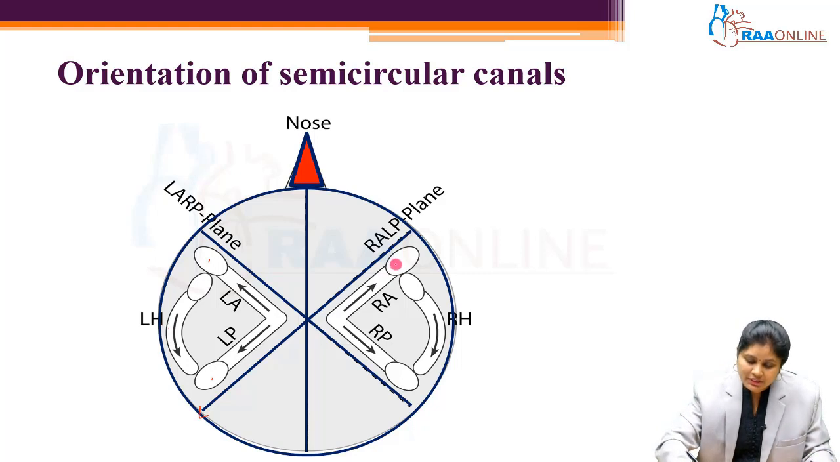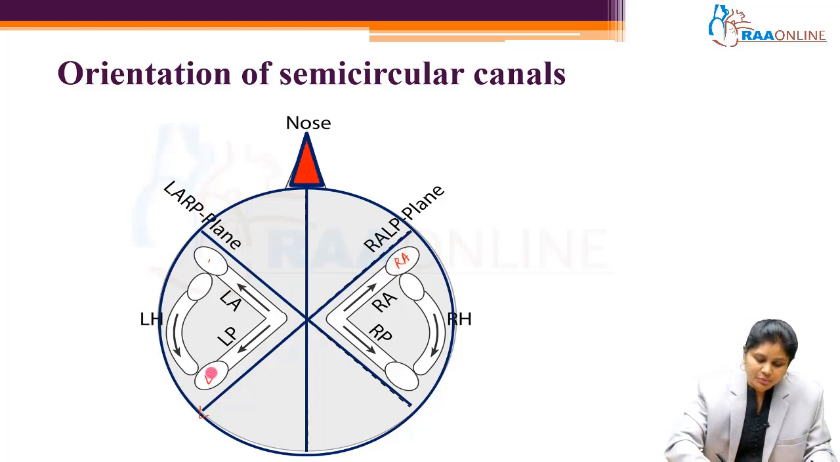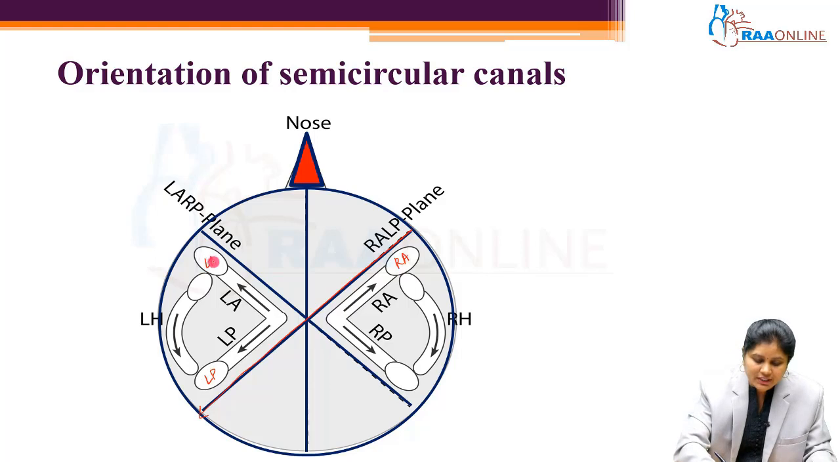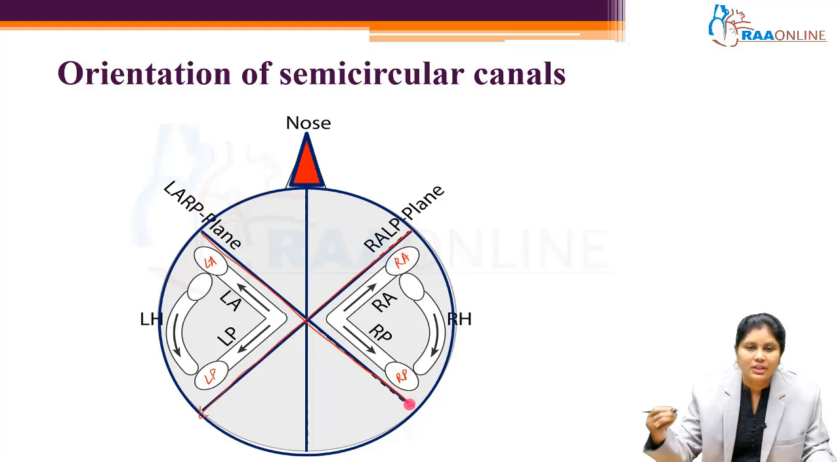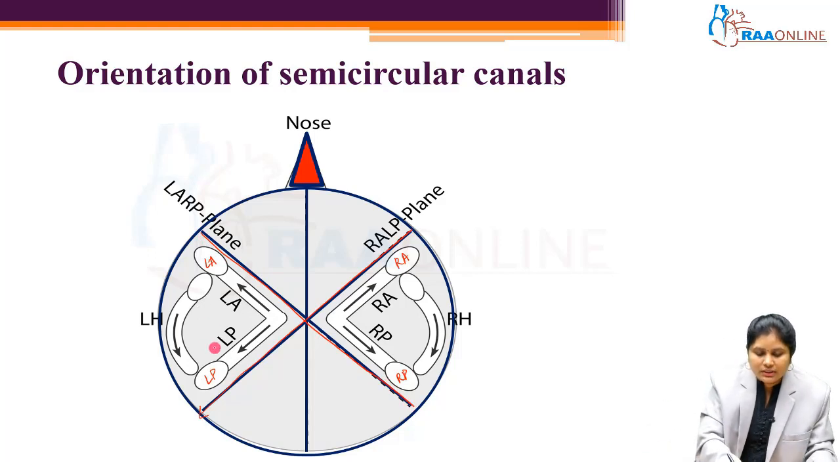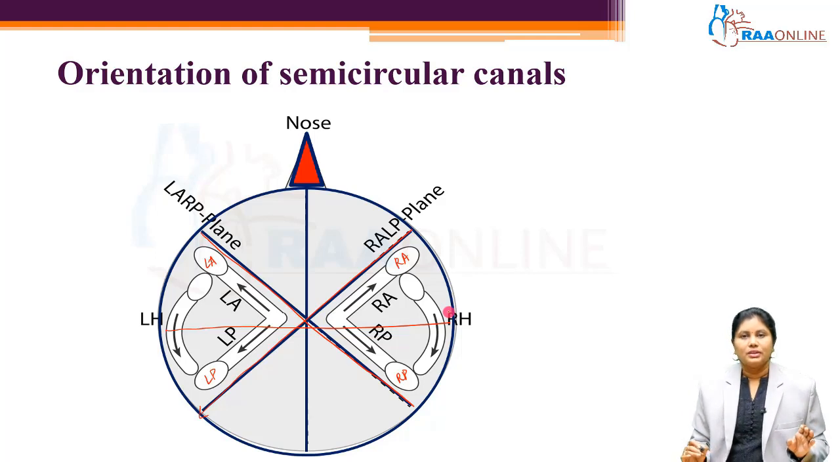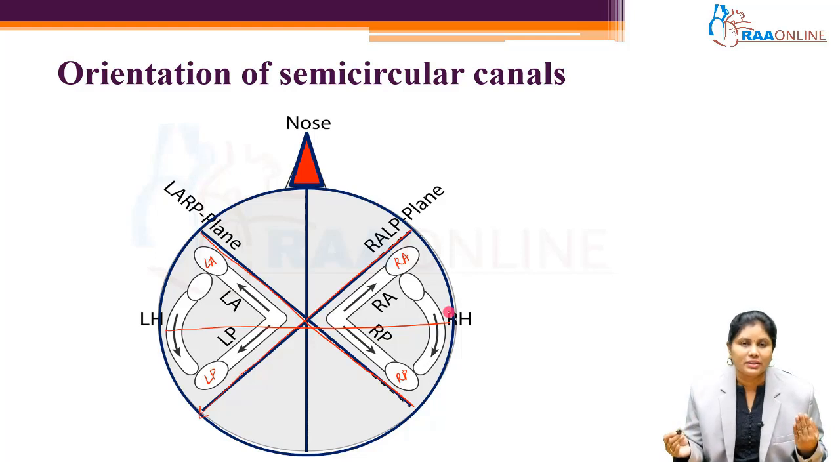For example, the right anterior and the left posterior are in the same plane, and that is why they form a pair. Similarly, the left anterior and the right posterior are in the same plane and form a pair. Both horizontal canals form a pair which is present in the horizontal plane. So this is how the semicircular canals get stimulated when there is a change in the vestibular signals, and they stimulate the particular pair of semicircular canals.